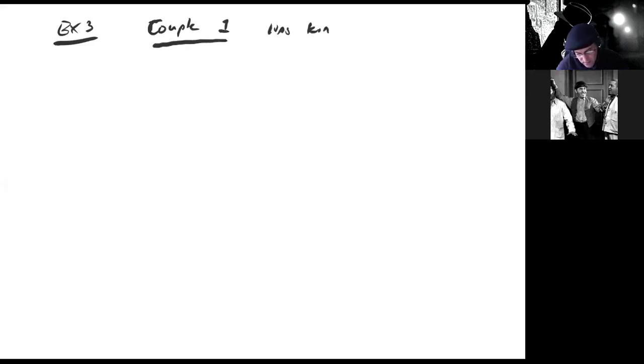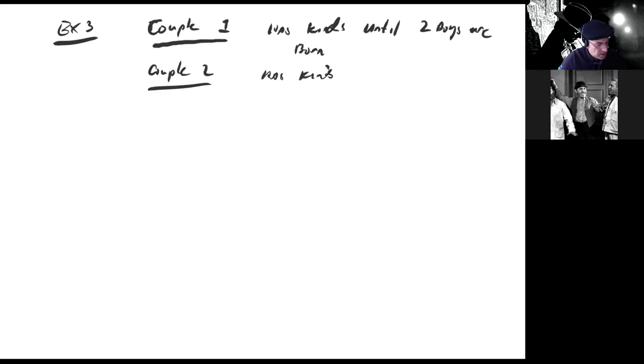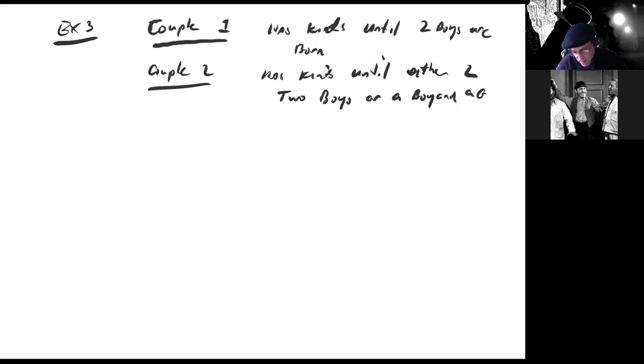Okay, great. So my last example for today, example 3, concerns having children. Suppose we have two couples. Couple 1 has kids until 2 boys are born. And couple 2 has kids until either 2 boys or a boy and a girl are born.